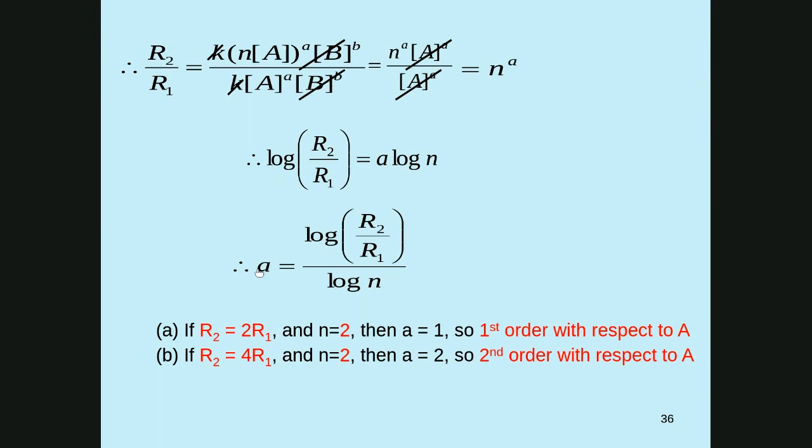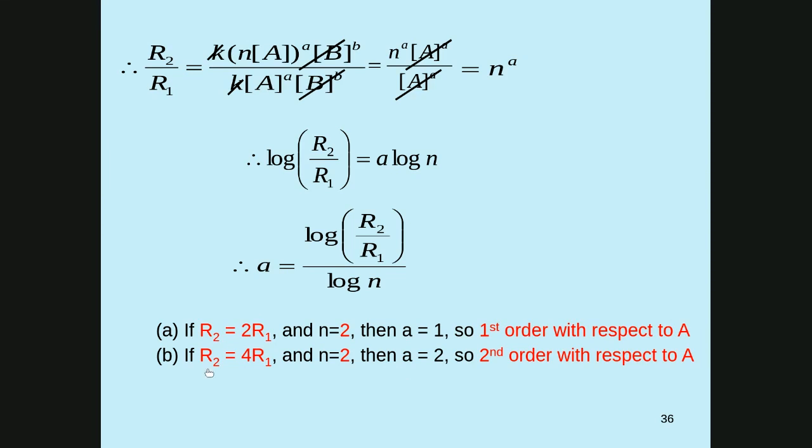For example, if you double the concentration of A, so n equals 2, and you find that the initial rate doubles as well, so R2 is 2 times R1, you cancel R1, and you get the log of 2 divided by the log of 2, which is 1, of course. So that means that your reaction must be first order with respect to reactant A.